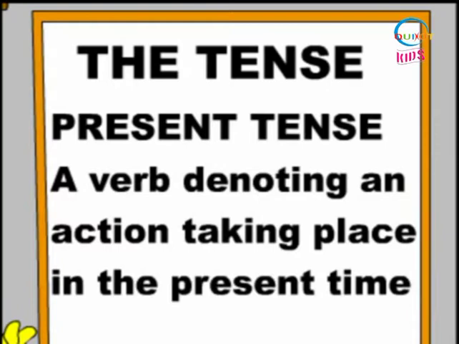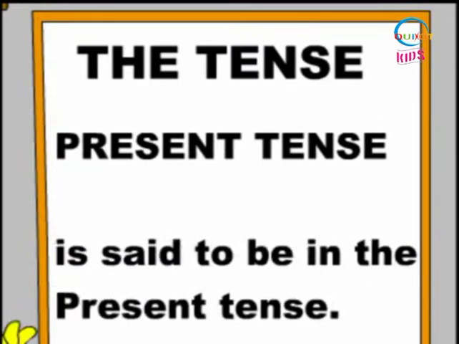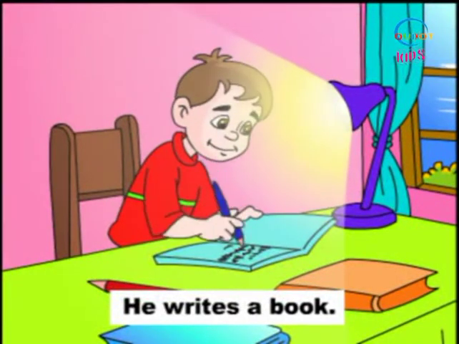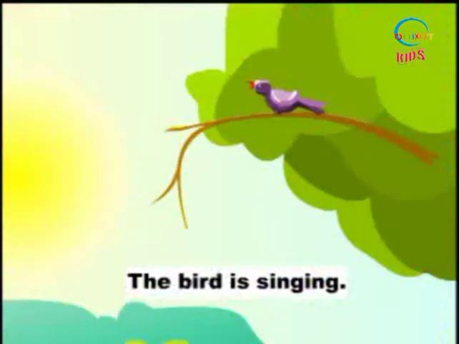The tense of a verb shows the time of an action or event. Present tense: a verb denoting an action taking place in the present time is said to be in the present tense. Example: He writes a book. The bird is singing.